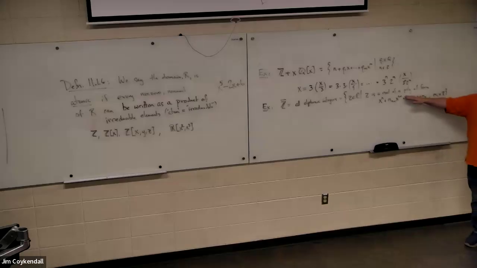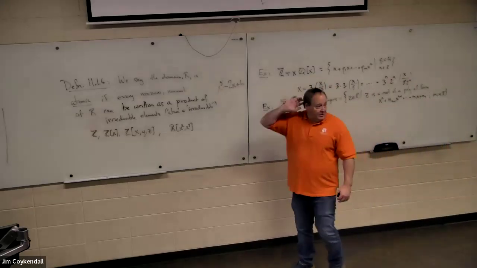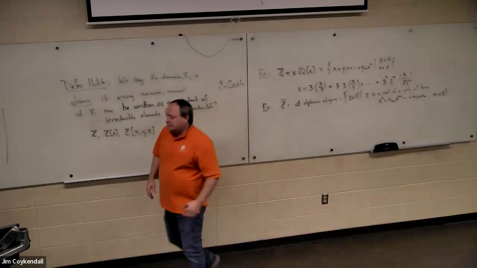This was crazy because most of the elements in here are not units, this is far from being a field, but there is no irreducible in here at all. Whatever element you take, it breaks down. In the previous example, there are irreducibles, like 3, for example. And this one, there aren't any at all.